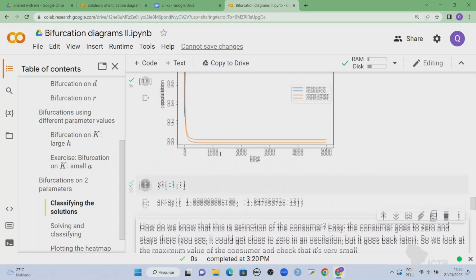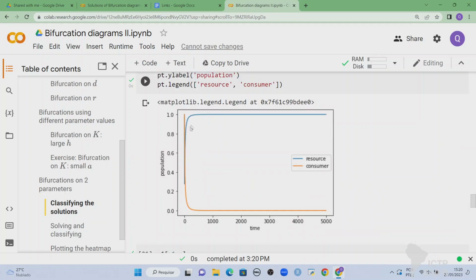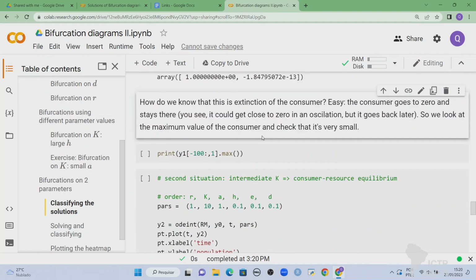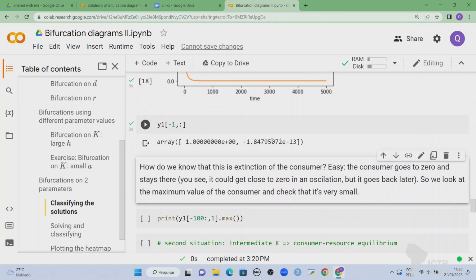So the resource goes to 1, and the consumer goes to 10 to the minus a negative number, 10 to the minus 14. So this is a very small number, but it's not exactly 0. So I cannot check if this is equal to 0. I have to check that this is smaller than something small.